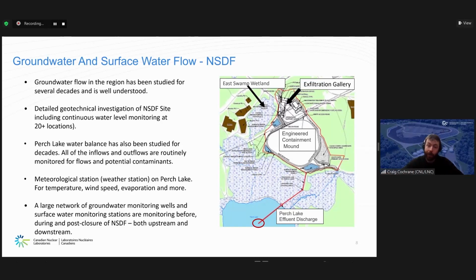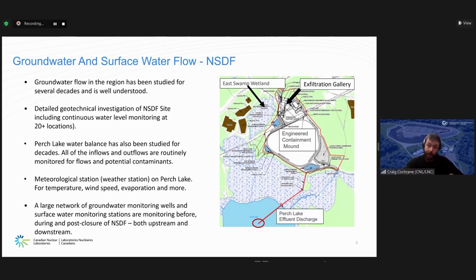So not only do we have all of that information to pull from, we also have all of our NSDF specific data that we've collected for the EIS, for the geotech information. Even right now, we have continuous water level monitoring at about 20 locations in and around the NSDF footprint.